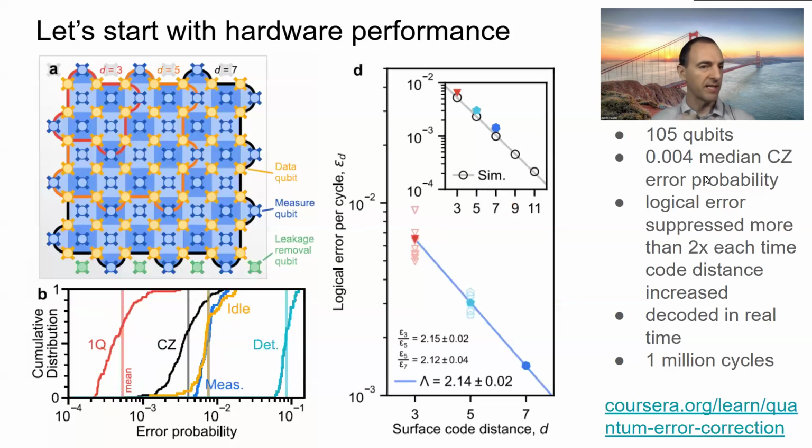First things first, let's start with the hardware. So what do we have? At the moment, we have a 105 qubit chip. You can see the probability of error of all the various gates in these lines, the median, the exact distribution. The summary is that we have around a 4 by 10 to the minus 3 median CZ error probability, and that is enough to run the surface code.